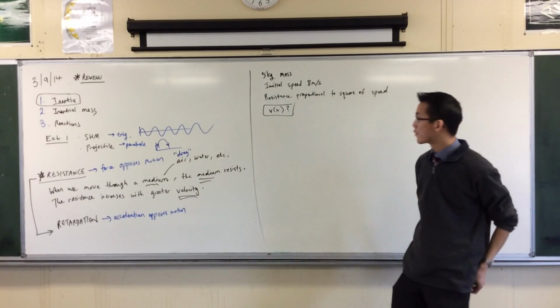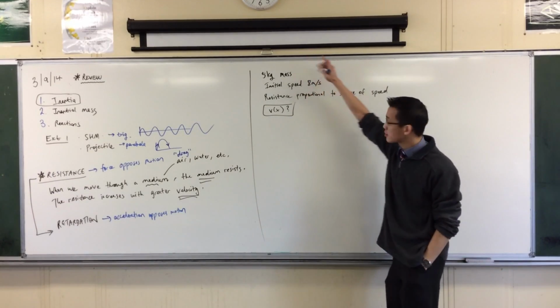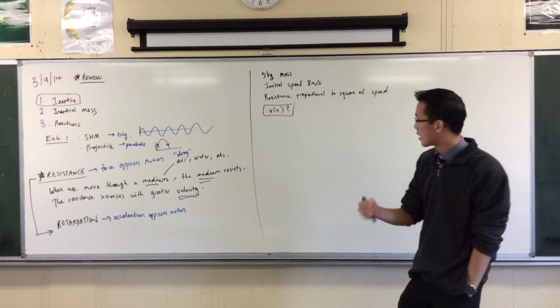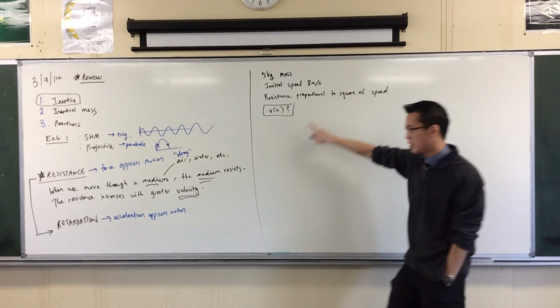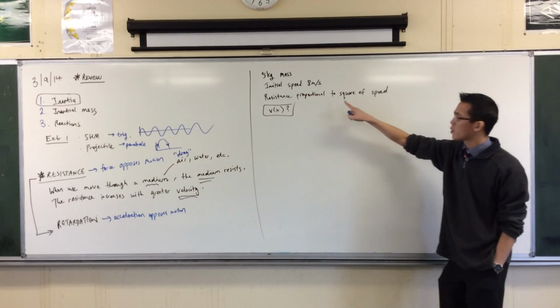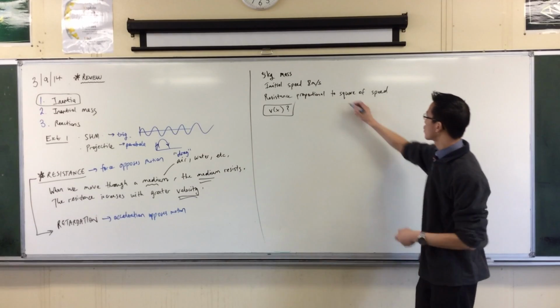I've got an object. I've got a body. It has a known mass. I know how fast it's going when it starts off and where it starts off. Now here's an interesting thing. This is why I had to be a bit vague with this language here, okay? Resistance is proportional to, now this bit here will change, okay?